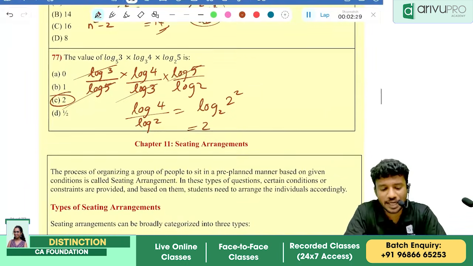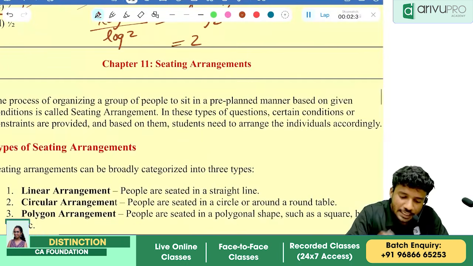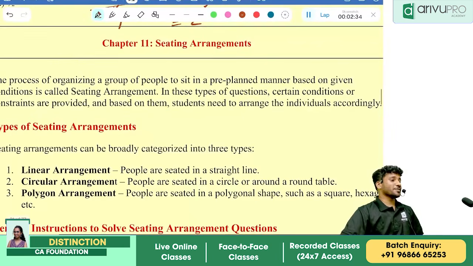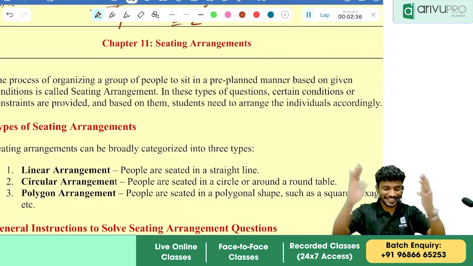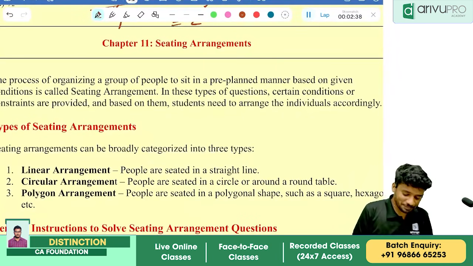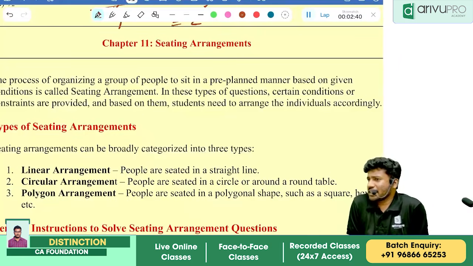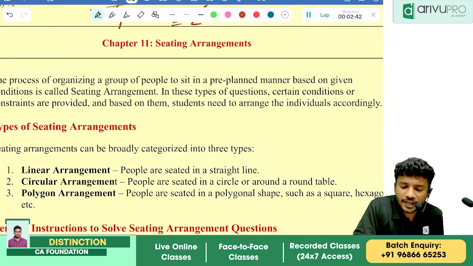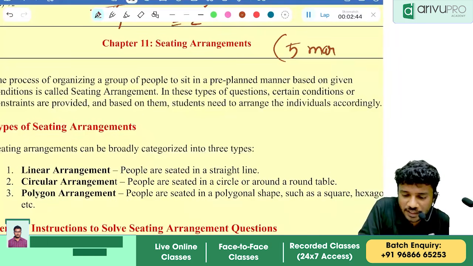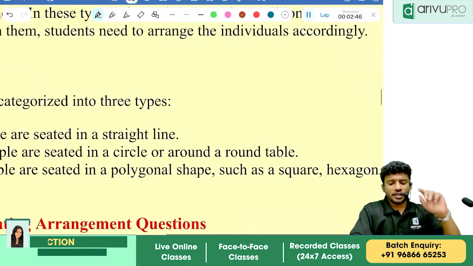Okay. That is completed. Now, seating arrangement. Oh, again, happy faces are coming back. Yes. Seating arrangement. How much is the weightage from this chapter now? 5 marks is the weightage from this particular chapter.